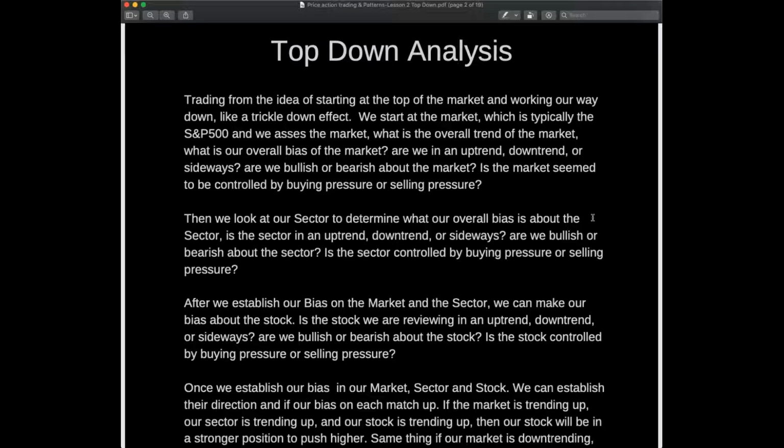Now, are we bullish or bearish about the market? Now, you could be in a downtrend, but you could be bullish on the market. You could be in an uptrend, but you're bearish on the market because there are smaller trends inside of those. Okay? Does the market seem to be controlled by buying pressure or by selling pressure? So who's in control? Buyers or sellers?